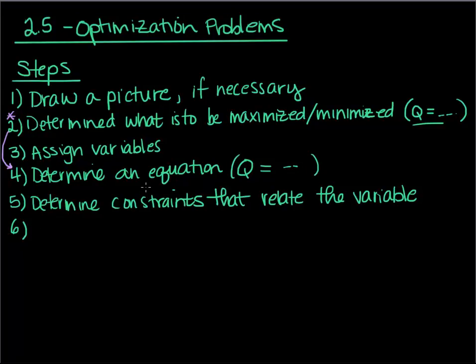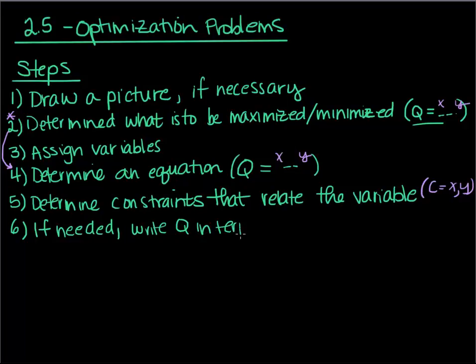If you do get a constraint, let's say Q involves an x and a y. Well, it's hard to maximize a function that involves two variables. So we'll maybe have another constraint equation that involves x and y. What we're going to do with that constraint equation is use it to relate the variables. So our number six here is, if needed, write Q, which is the quantity that I want to maximize or minimize, in terms of one variable.